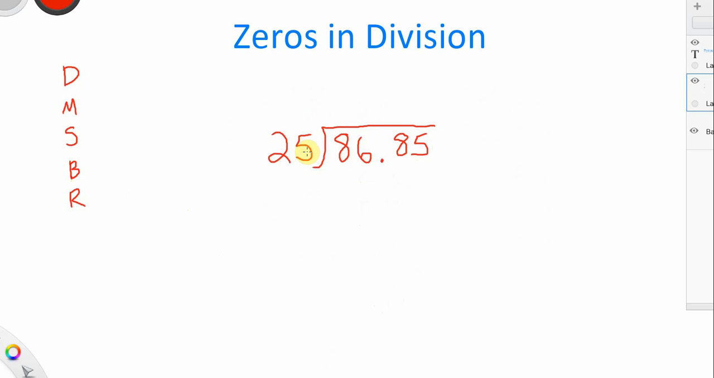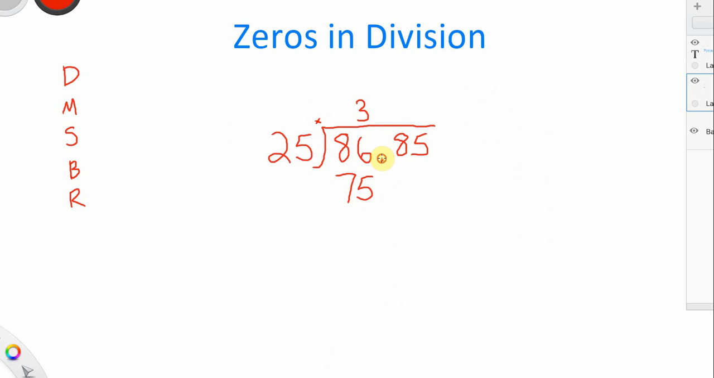All right, so a little bit tricky here. How many times does 25 fit into 86? If we know money, counting by money, 25 cents, 2 quarters is 50 cents, 3 quarters is 75 cents. And so we could say that 25 fits into 86 3 times. And then we can say 3 times 25 equals 75.